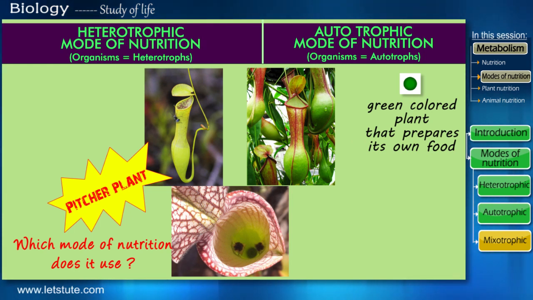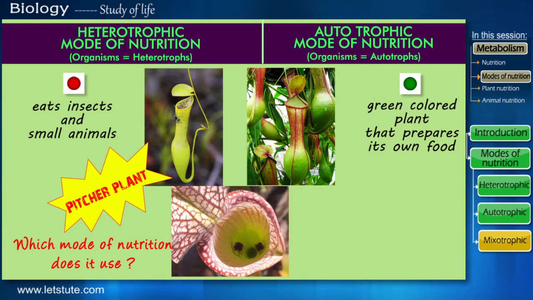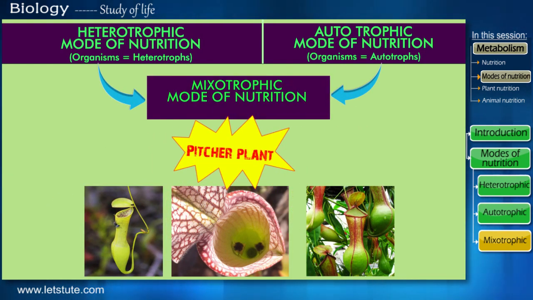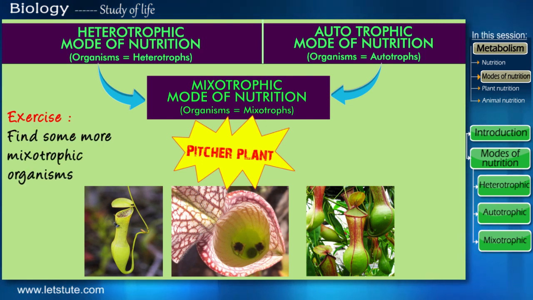It's a greenish-colored plant with modified leaves, so it prepares its own food. But on the other hand, it eats insects to complete its nutrition and gain nutrients which are absent in the soil. So we can say it depends on others for its survival. Are you all confused? Relax. As an exception, a pitcher plant uses a mixture of both the above modes of nutrition to gain energy. And hence, it falls under the category of mixotrophs. These are organisms that use both the modes. Can you all find some more organisms that fall under this category?